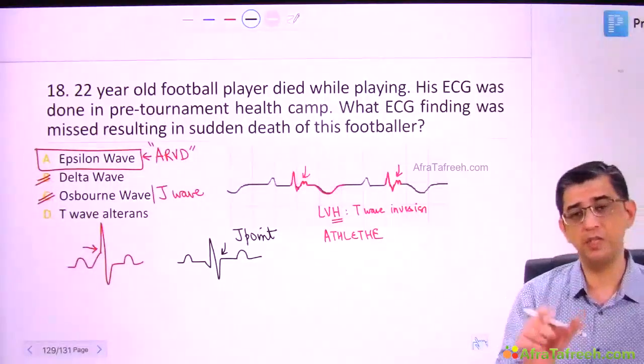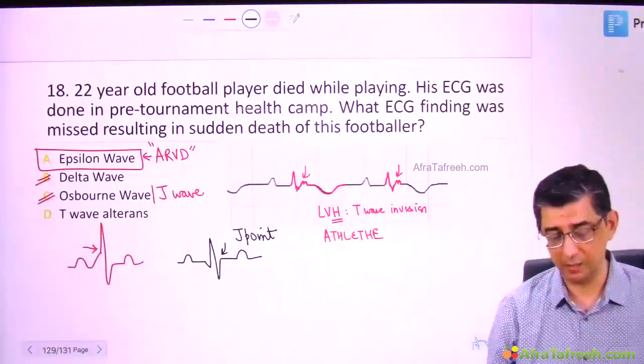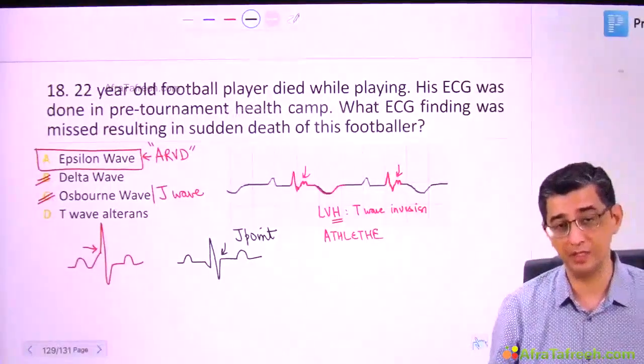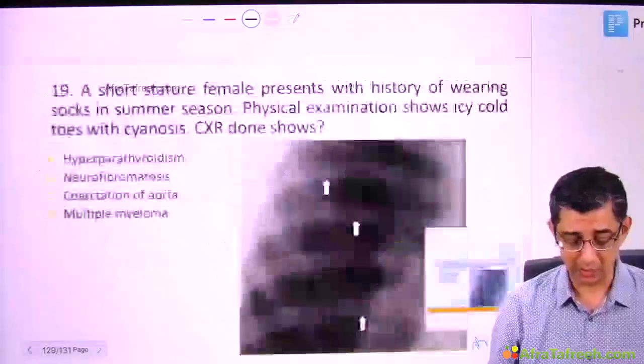T-wave alternans means T-wave height increasing or decreasing in amplitude. That can again be an aberrancy in the ECG of some people and can predispose to tachyarrhythmias. The correct answer to this question is option number A.